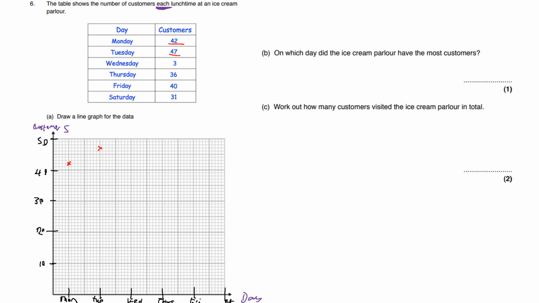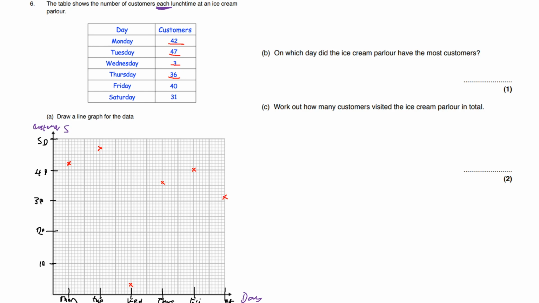Next we have Wednesday here. So Wednesday is going to be there. At Thursday it's 36. 36 is here. Friday is 40. So here. And finally on Saturday they sold 31 ice creams.